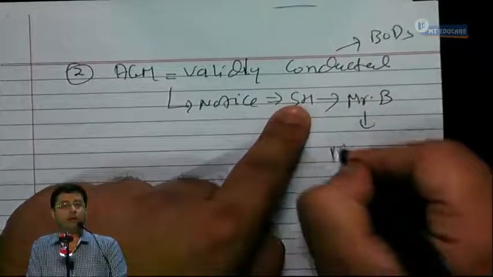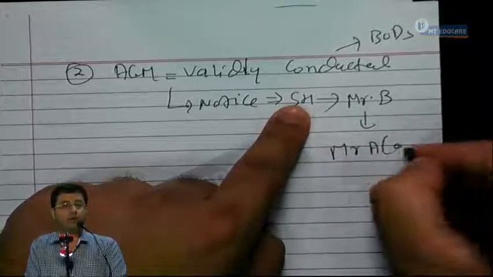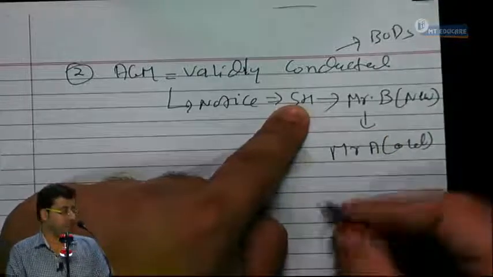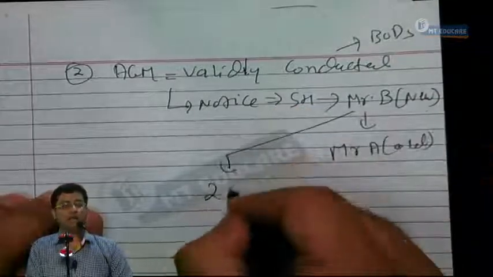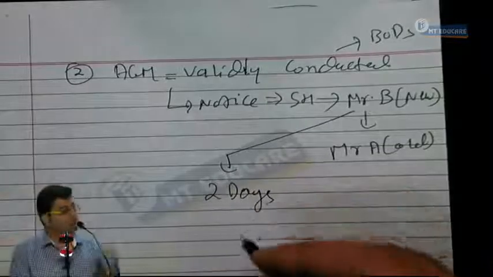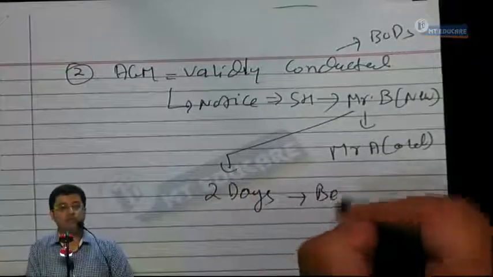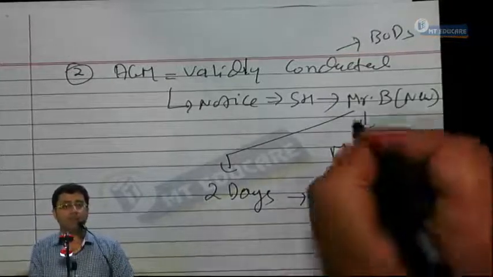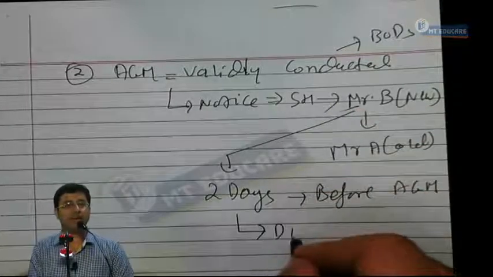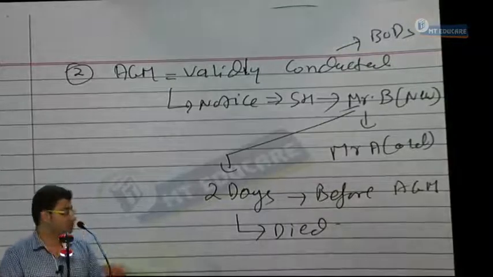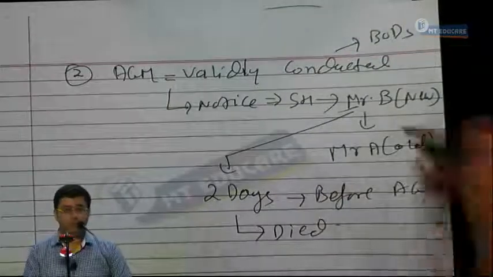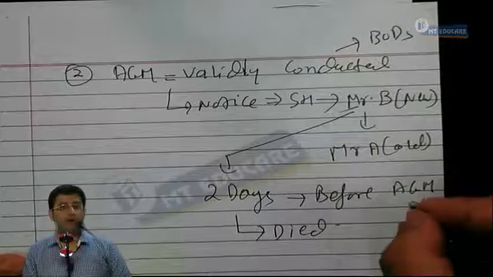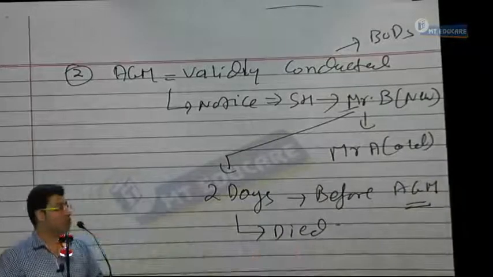They validly conducted AGM. Notice to the shareholder said that now we are going to appoint Mr. B and we are going to remove Mr. A as an auditor. Mr. A is the old auditor who is already doing audit. Mr. B is a new auditor who is going to come. Just 2 days before, now 2 days is not a time limit, it can be 3 days also. Just 2 days before AGM, Mr. B died. Oh my God. Unfortunately, in a road accident, he died. So, just 2 days before conducting the AGM, Mr. B died. Now, what to do?